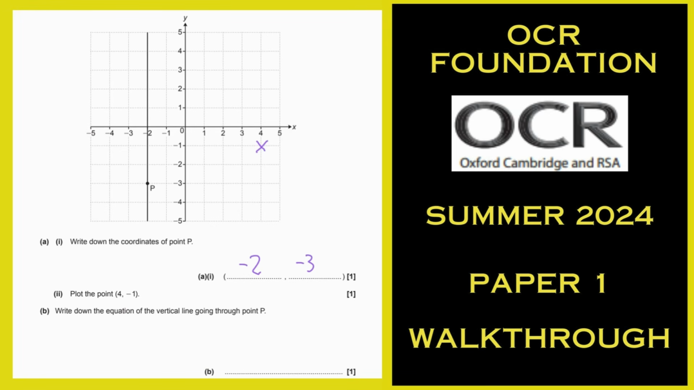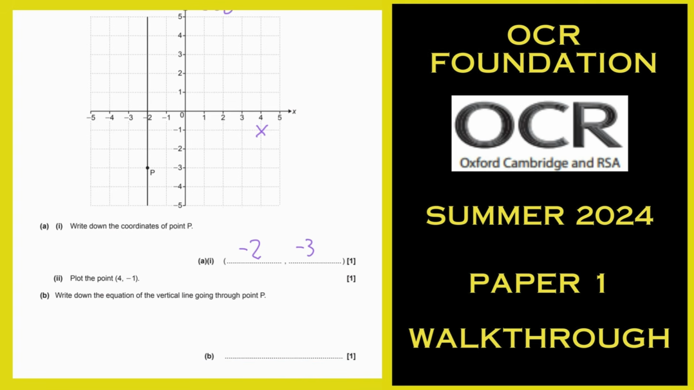Write down the equation of the vertical line. Do not forget, don't fall into the trap, it's not y equals. The y-axis is vertical, but another name for the y-axis is x equals 0. So all vertical lines have the equation x equals the number they go through on the axis. So in this case, -2.